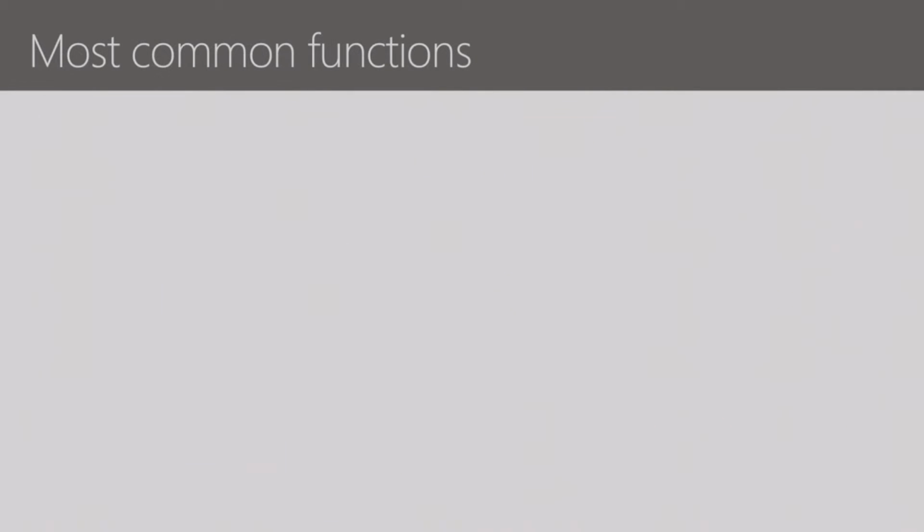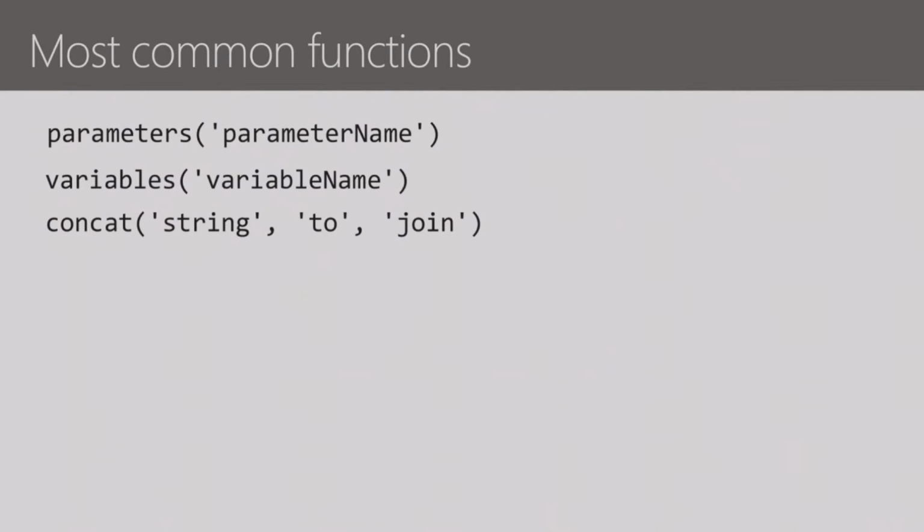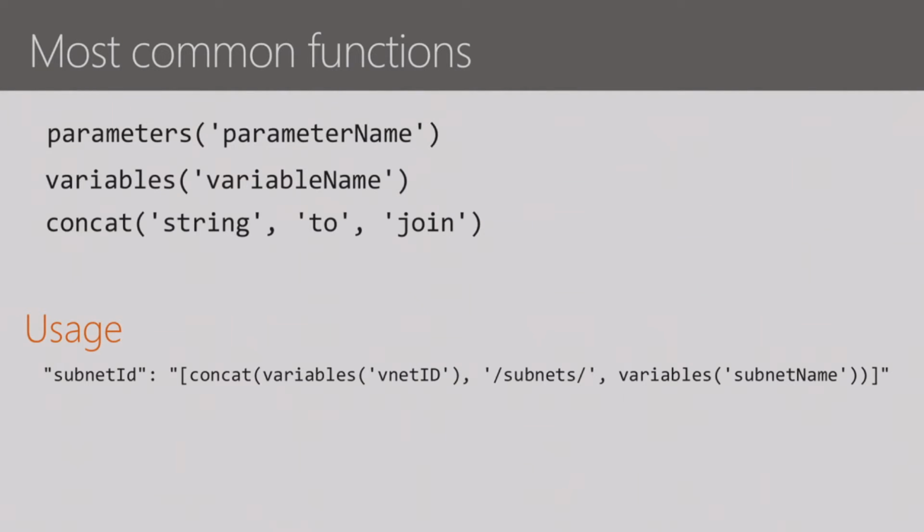The next thing with the template is that there are functions available within the template language. The most common ones you'll see are parameters, to fill out a parameter when you want to use it, variables, to evaluate the variable, and concatenate strings to fill out a name. For example here, we've got the subnet ID, where we concatenate the VNet ID with the word subnet, and then the subnet name. So when you have to create a subnet ID, you use this functionality.